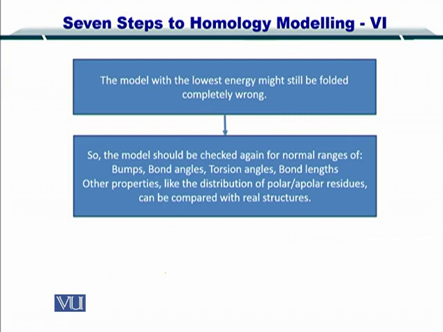Similarly, in the next step, you have to see the angles of the rotamers and see if these angles are valid. So all of these angles need to be within a certain range for each amino acid. So remember that each amino acid has a certain preference for the torsion angle, that is the angle with the side chain.